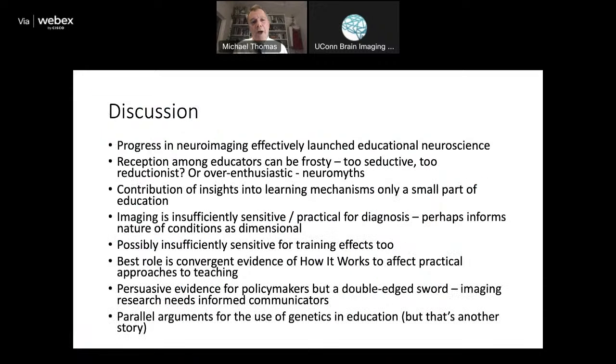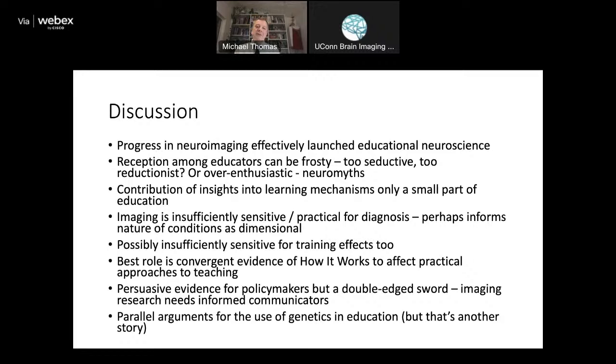Okay, so we'll wrap up. Ironically, progress in neuroimaging effectively launched educational neuroscience, but the reception from educators can be frosty, or it's too seductive, too reductionist, too deterministic, or over-enthusiastic, and you get all these neuromyths. Even if you're getting insights into learning mechanisms, you have to accept that learning mechanisms are a relatively small part of education as a field.